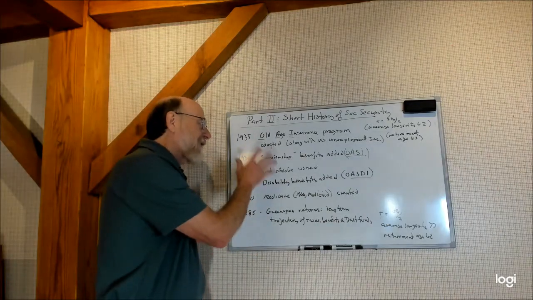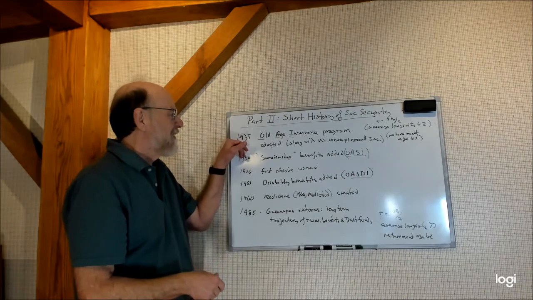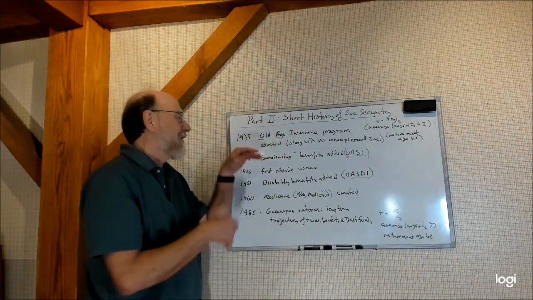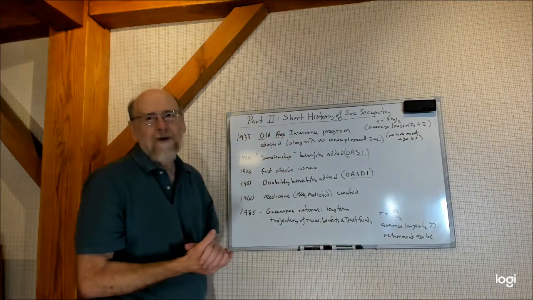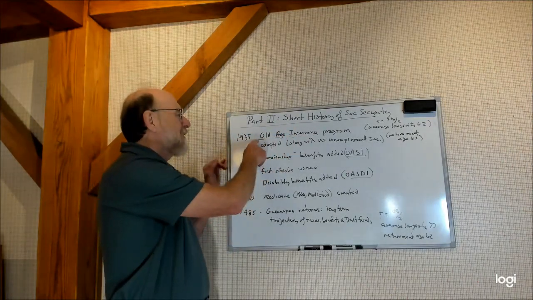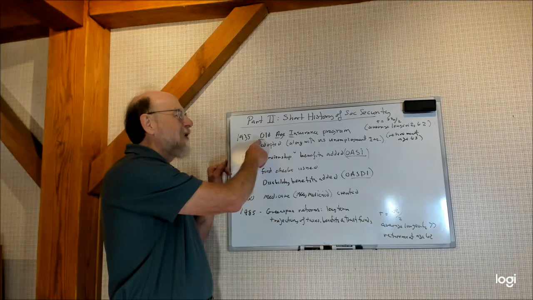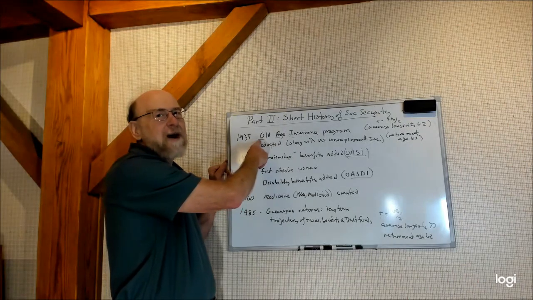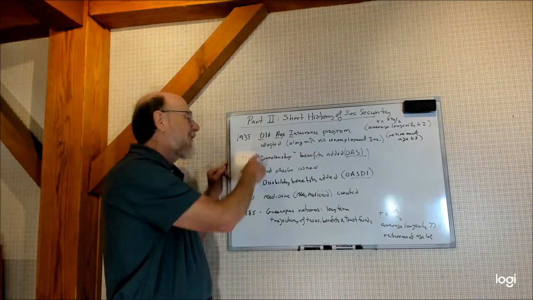So the summary is, the program starts in 1935 as an old age insurance program, or old age pension program, which had both names at that time. But the one that stuck was old age insurance. So OAI was the abbreviation for the program in the beginning, the old age insurance program.